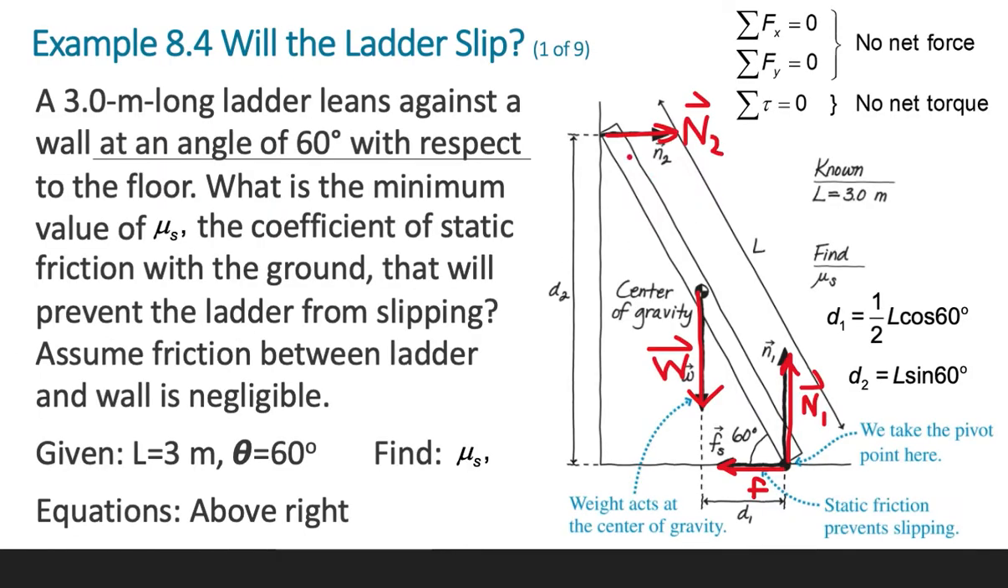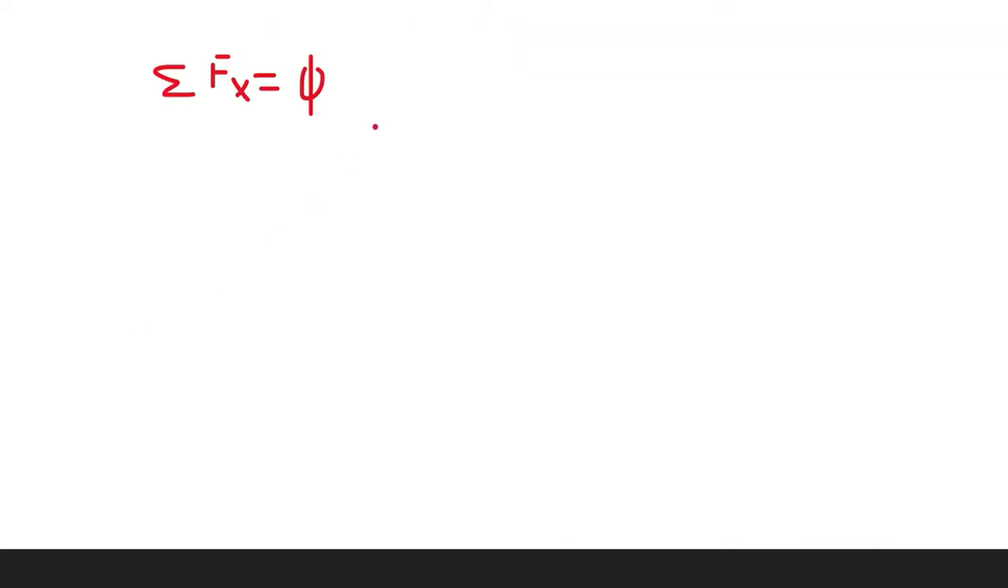We're going to work on the left-hand side. We've got normal 2 pushing to the right, and we've got friction pushing to the left. So you've got normal 2 minus friction is equal to 0. So we can solve for friction. Our friction force is equal to the normal force 2.